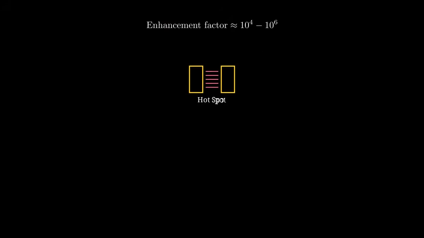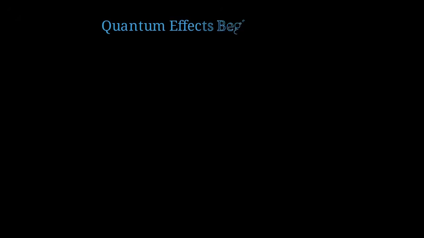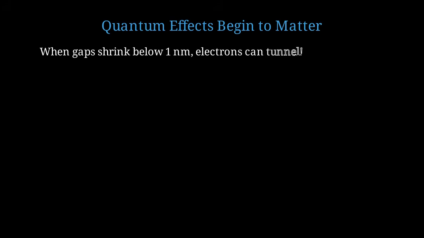In the tiny gap between nanoparticles, the field becomes 100,000 times more intense, creating what we call a hotspot. At such small scales, quantum mechanics becomes unavoidable, leading to fascinating new physics. When the gap between metal structures shrinks below 1 nanometer, electrons can quantum tunnel across the gap.